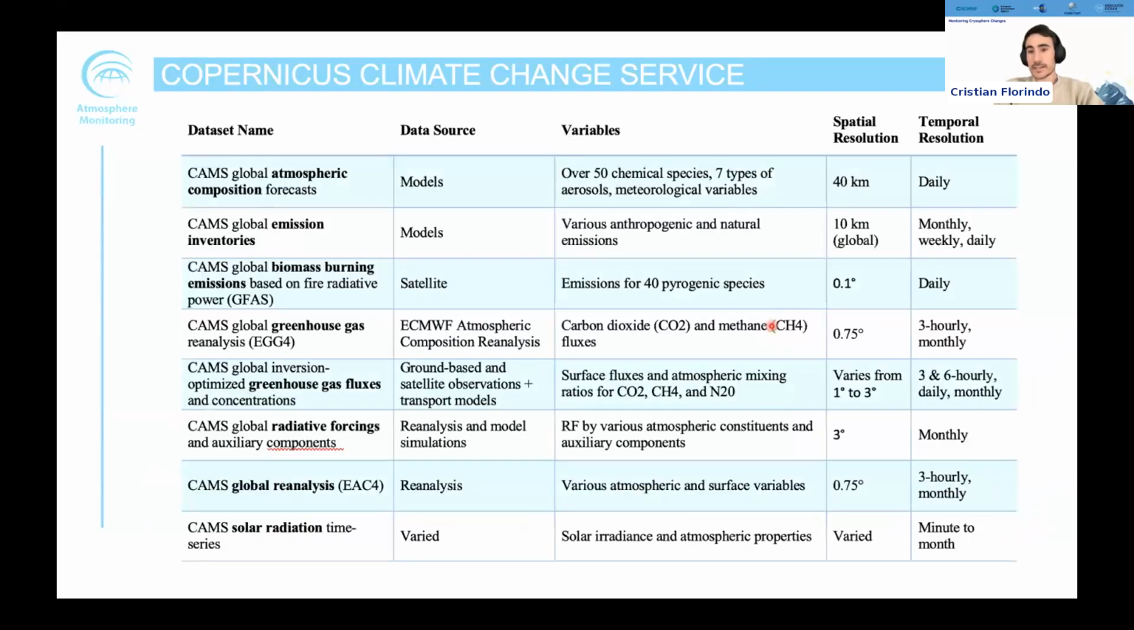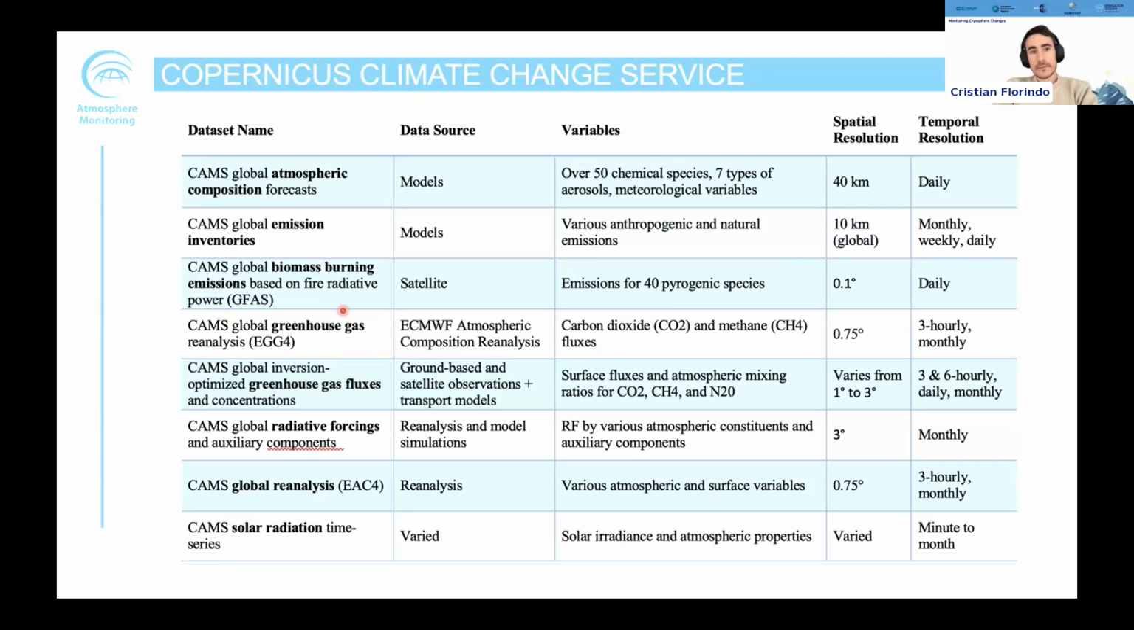So moving to some of the data sets that you may find interesting for your purposes of monitoring the cryosphere. One of them has to do with the atmospheric composition, and you can find things from ozone to a lot of different types of gases, up to 50 different chemical species, 7 types of aerosols, and different meteorological variables. So it's quite a big data set, this one. You can also find the emission inventories from different anthropogenic and natural emissions. Again, all of these have different scales and resolutions.